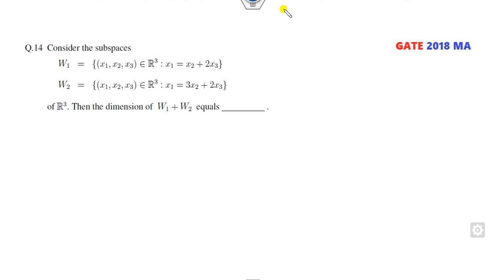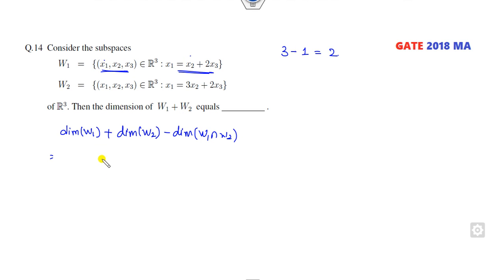Look at the second question. The dimension of W1 plus W2. That's very simple: dimension of W1 plus dimension of W2 minus dimension of the intersection. So what is the dimension of W1? W1 consists of 3 variables, out of which there is one relation between them, so I can replace one variable. So the dimension will be 2. Again there is one relation between x1, x2, x3, so the dimension is 3 minus 1, which is 2 again.